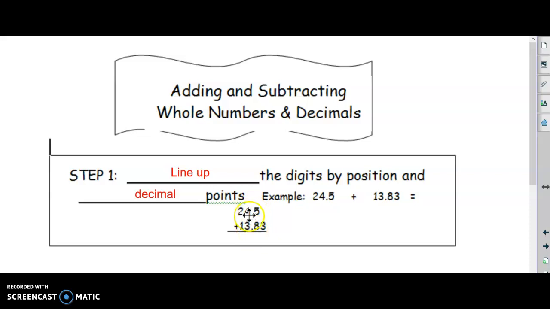And when I do that, the digits that are in my ones are lined up. The digits in my tens are lined up. The digits in my tenths are lined up. And my digits in the hundredths are lined up, although there's a 3 in the one spot and a space in the other spot. So we'll talk about that here in step 3.